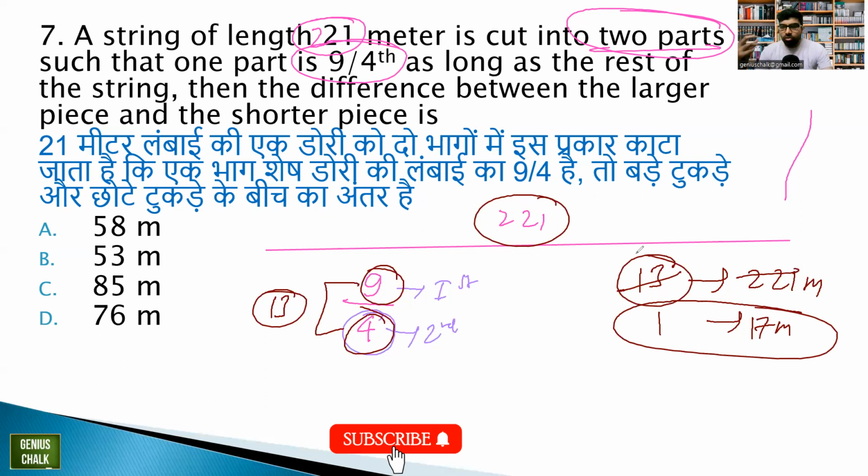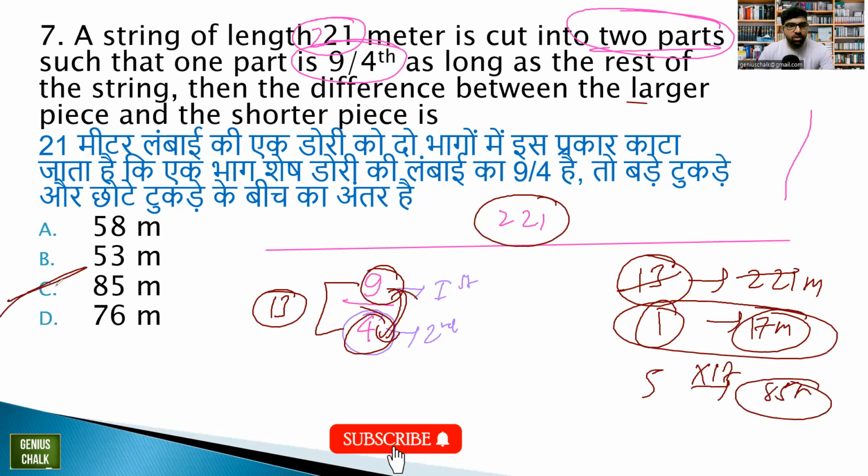13 is the total value according to us, which is 221 in the question. So one value is equal to 17, and it is asking you the difference between the two. You can clearly find the difference here. 9 minus 4 is 5 units. So if one value is 17, what is 5 value? 17 fives are 85. That is my answer, option C. Right? I hope this concept is clear.